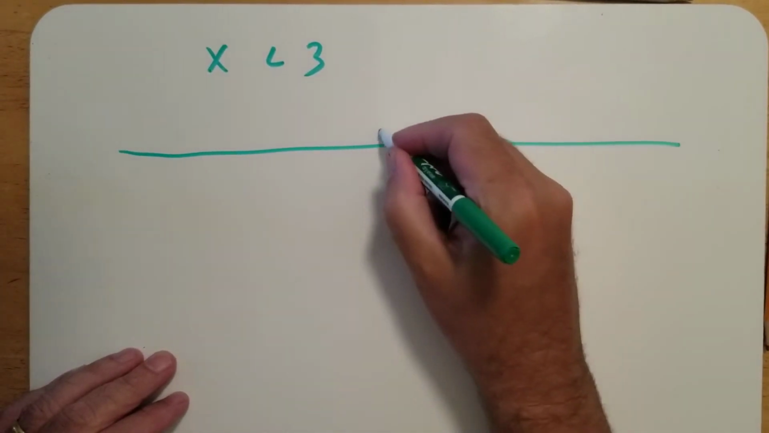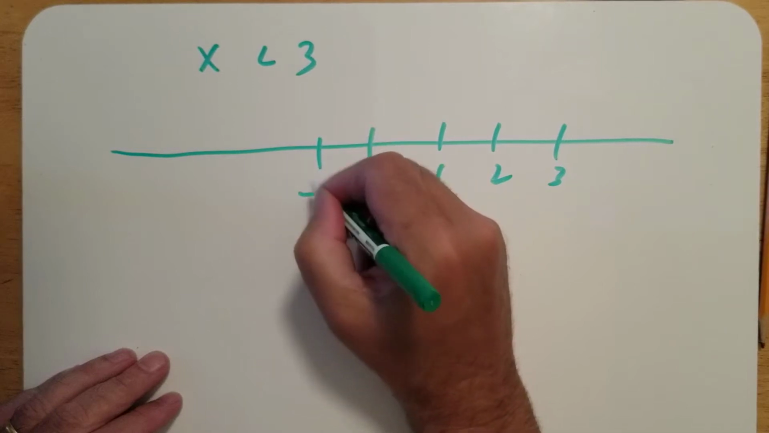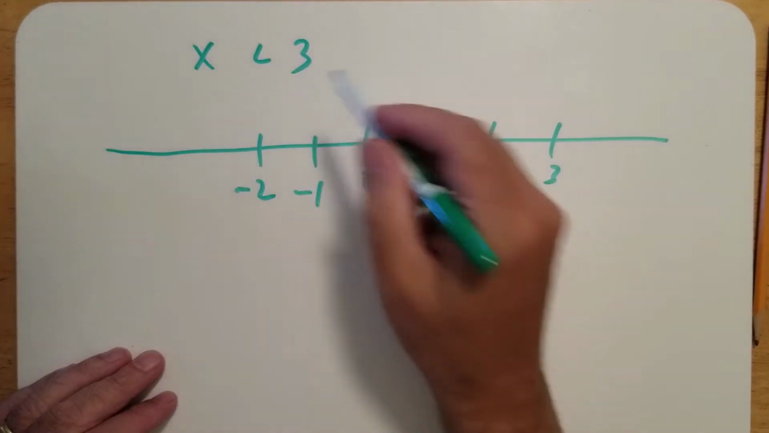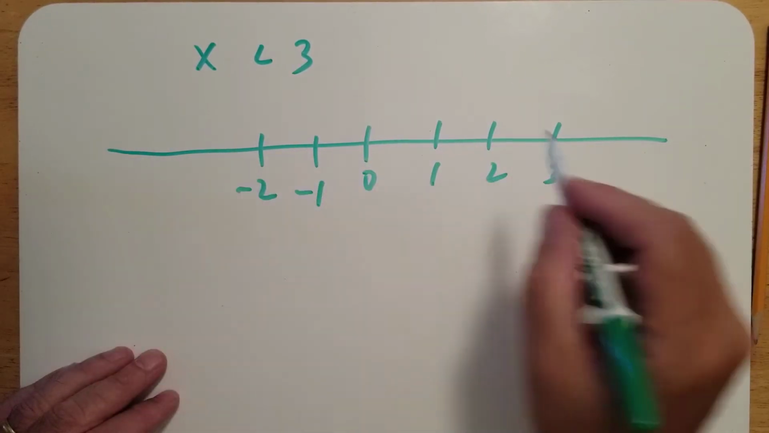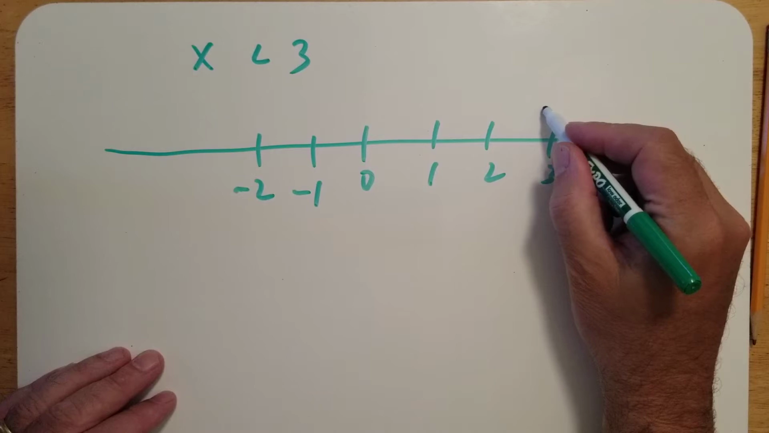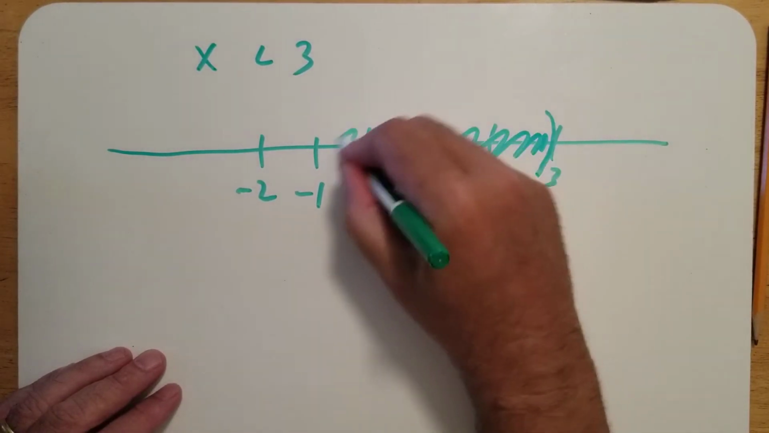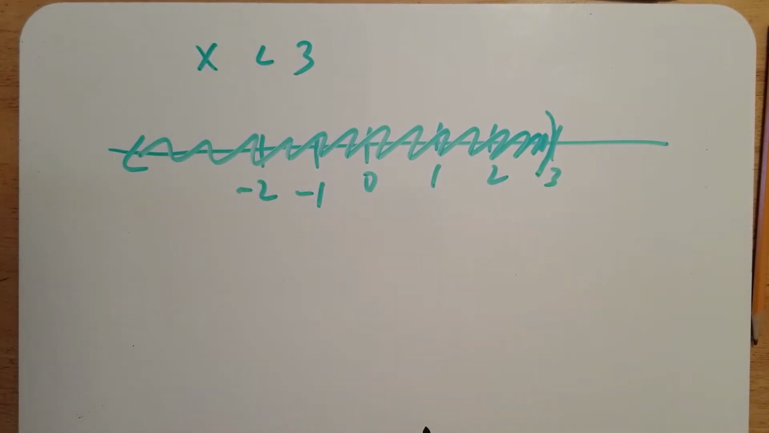Here's the number line, 0, 1, 2, 3, -1, -2, goes forever and ever. So x is less than 3 is going to be all the numbers below 3 there. So I'm going to draw a round bracket at 3 and cover in the number line all the way, and it goes forever and ever on that side.